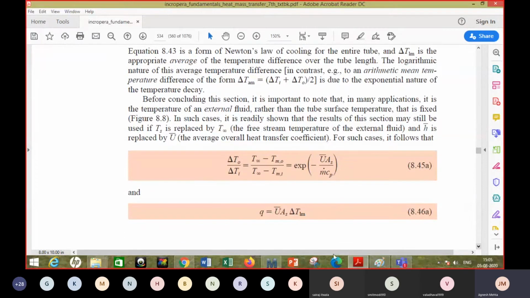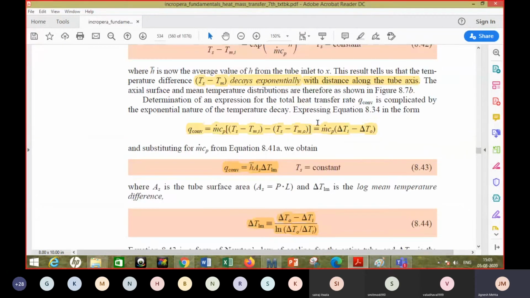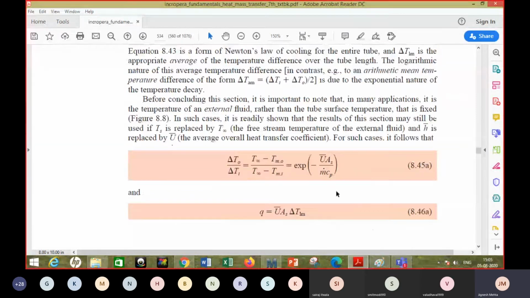So this Q can be written as h A delta T log mean. This is when you have multiple resistances. So we are going to take up one example on this later on.